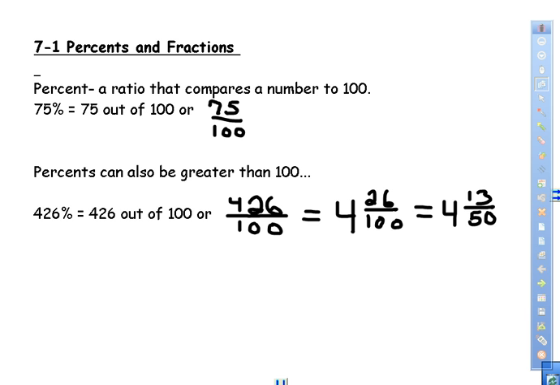So percent, as you can see, is a ratio that compares a number to 100. That's what we have to make certain we always remember, is that it is always compared to this number 100. So 75% is 75 out of 100, or 75 100ths. Think of a test score. That's one that obviously we're pretty familiar with, and comparing with our percentages.